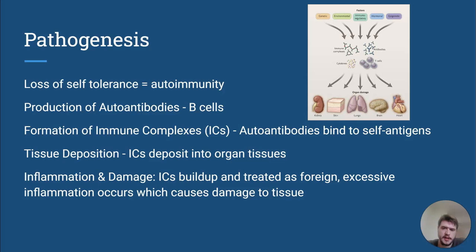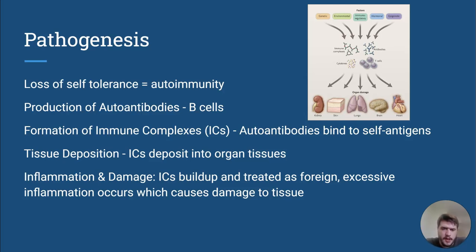So, autoimmune disorders are where the immune system has improperly recognized our own body's tissues and targeted them as foreign. And that usually doesn't happen because of a term called self-tolerance, which is where our body can recognize our own cells and not treat them as foreign invaders. And so when you lose that self-tolerance is when autoimmunity occurs.